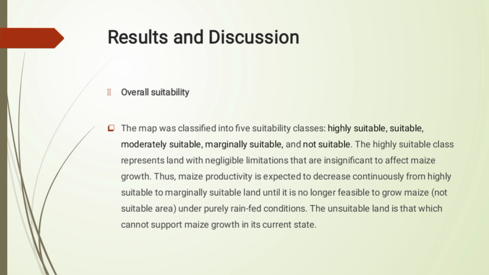The highly suitable class represents land with negligible limitations that are insignificant to affect maize growth. Thus, maize productivity is expected to decrease continuously from highly suitable to marginally suitable land until it is no longer feasible to grow maize under purely rain-fed conditions. The unsuitable land is that which cannot support maize growth in its current state.